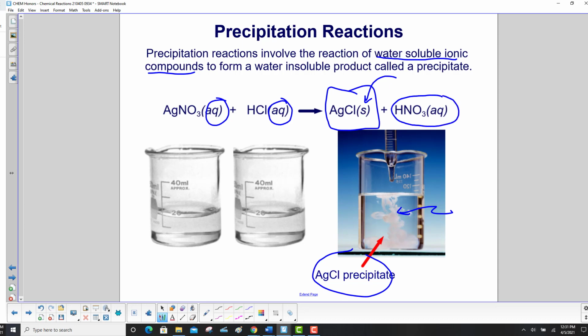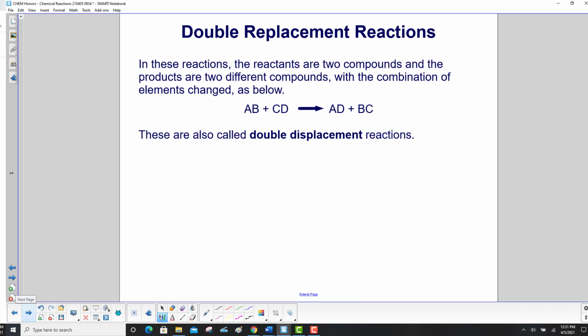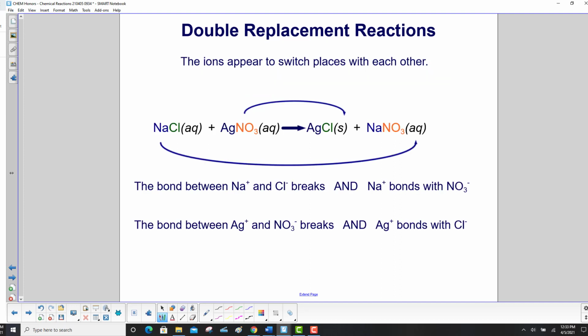The ions are separate. In these reactions, the reactants are two compounds, and the products are two different compounds with the combination of elements changed as shown here. These are also called double displacement reactions. The ions appear to switch places with each other.